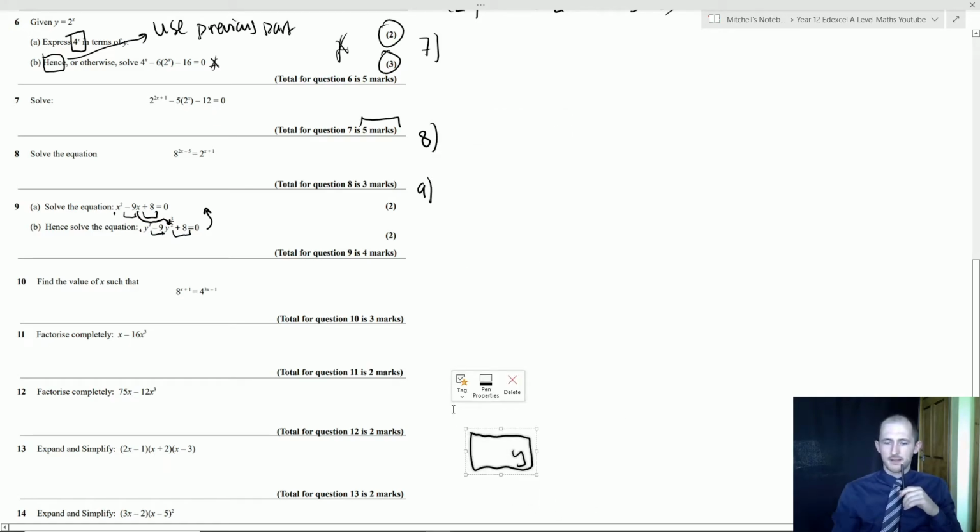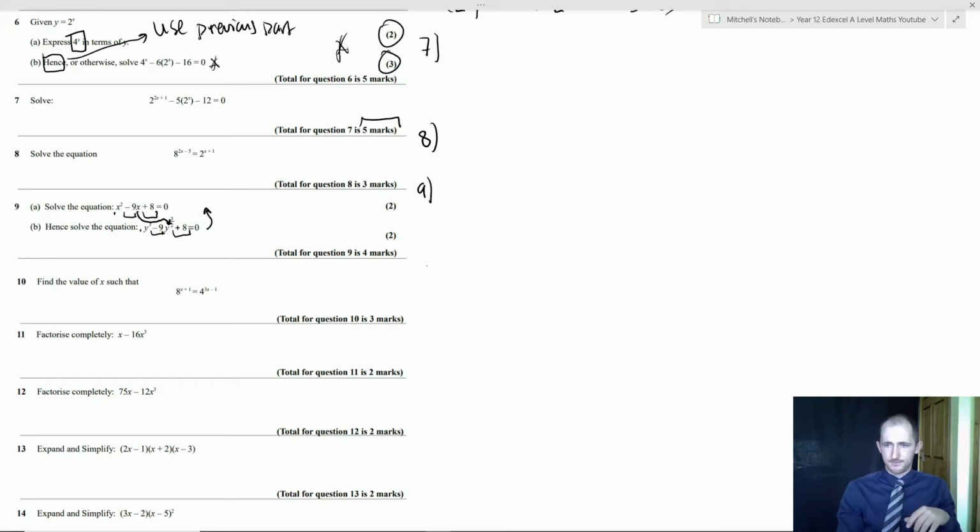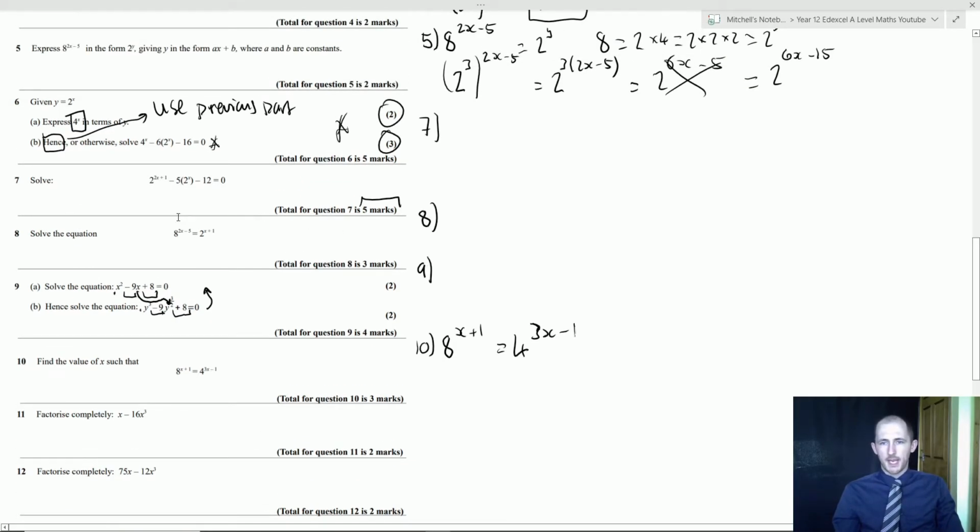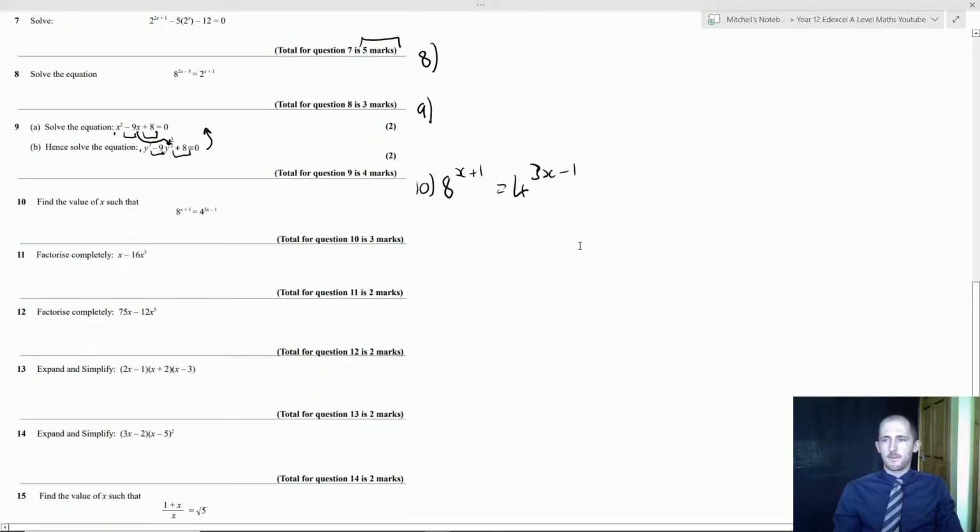And if we get rid of that, let's do this. Question 10. Find the value of x such that 8 to the power of x plus 1 is equivalent to 4 to the power of 3x minus 1. Cool. So if you remember back up here, we did a similar question. And what was the first step? Make bases the same.